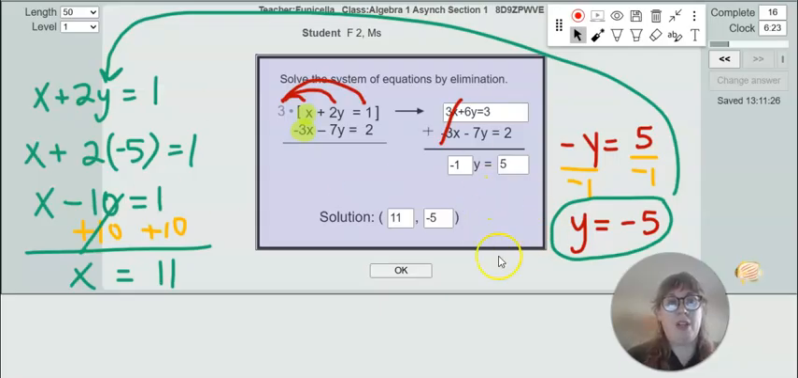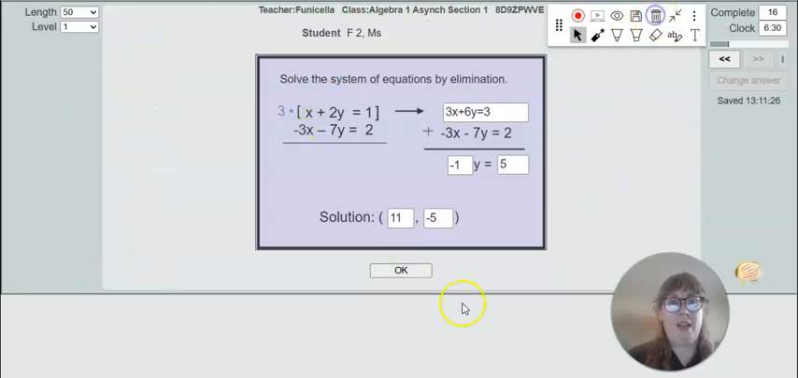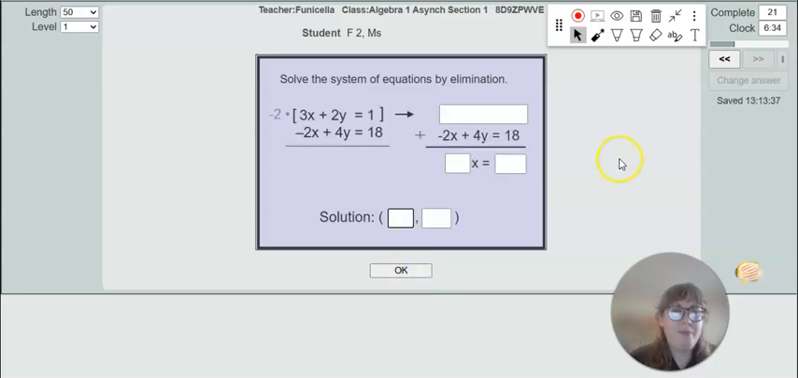Once you have everything you need on this slide, if you feel good, hit OK. So I'll erase my slide and I'm going to hit OK. Beautiful. Again, with this one, we have to do some multiplication first.